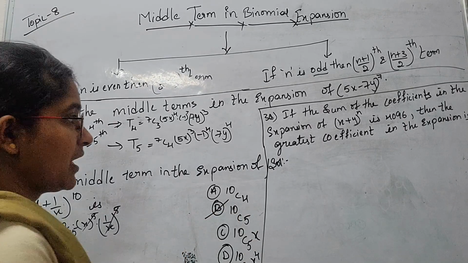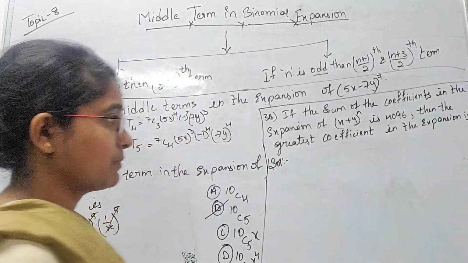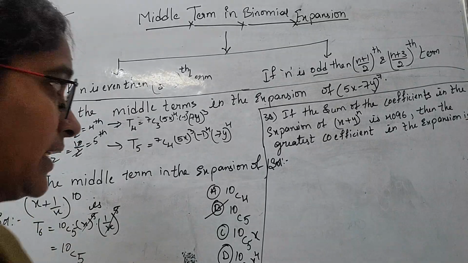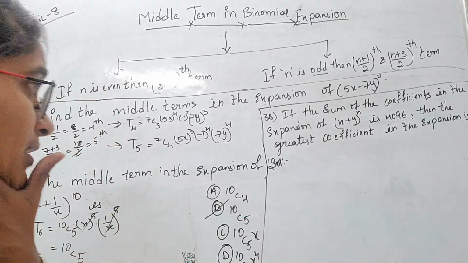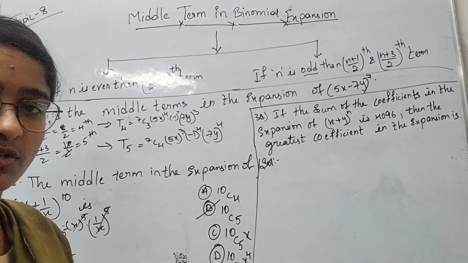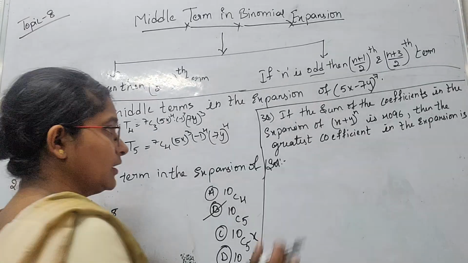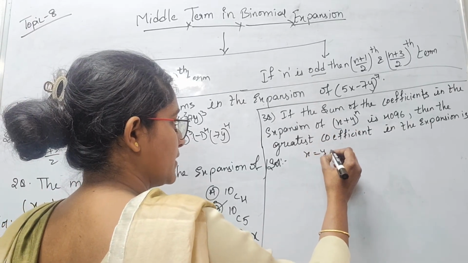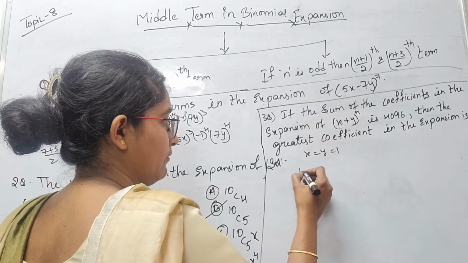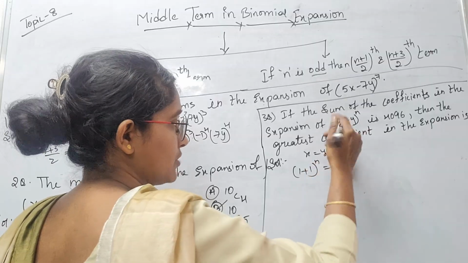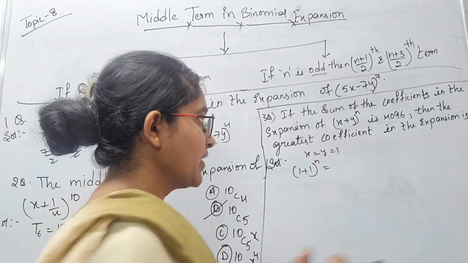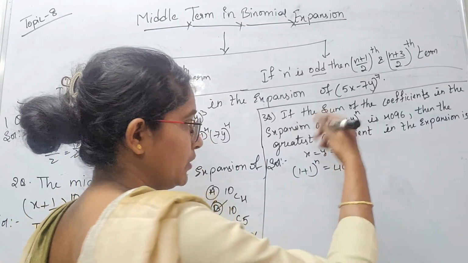Okay. Now coming to this part: if the sum of the coefficients in the expansion of (x + y)^n is 4096, then the greatest coefficient in the expansion is? Here we need to find the sum of the coefficients of the full expansion. So let us take x equals 1 and y equals 1. Then (1 + 1)^n equals the sum of all coefficients, and the answer is 4096.